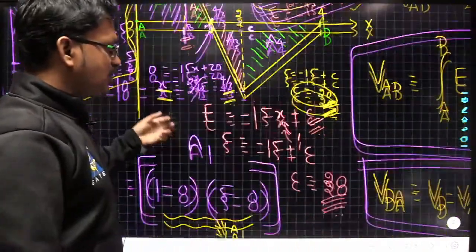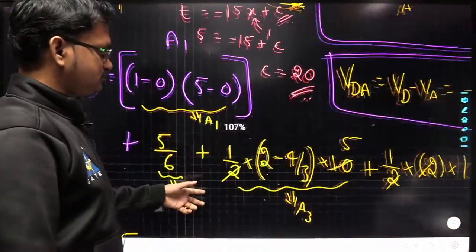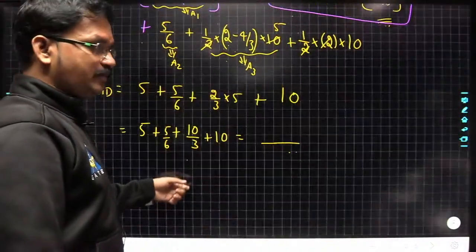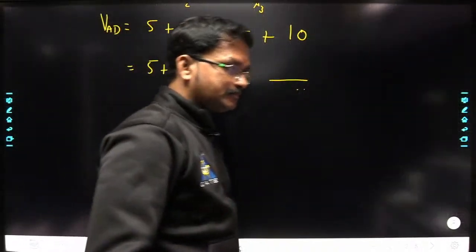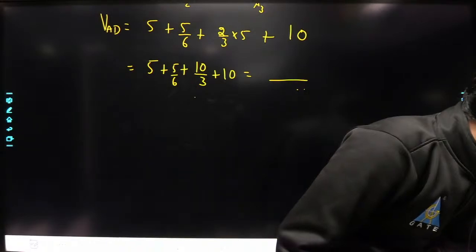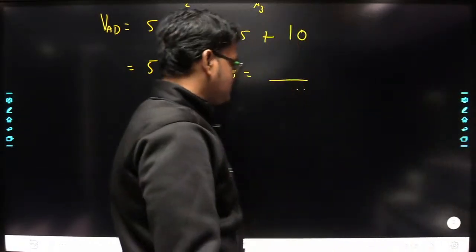So what is the answer you got here? Tell me. What is the answer we got? Tell me. Minus 0.82. How are you getting minus 0.82 here?